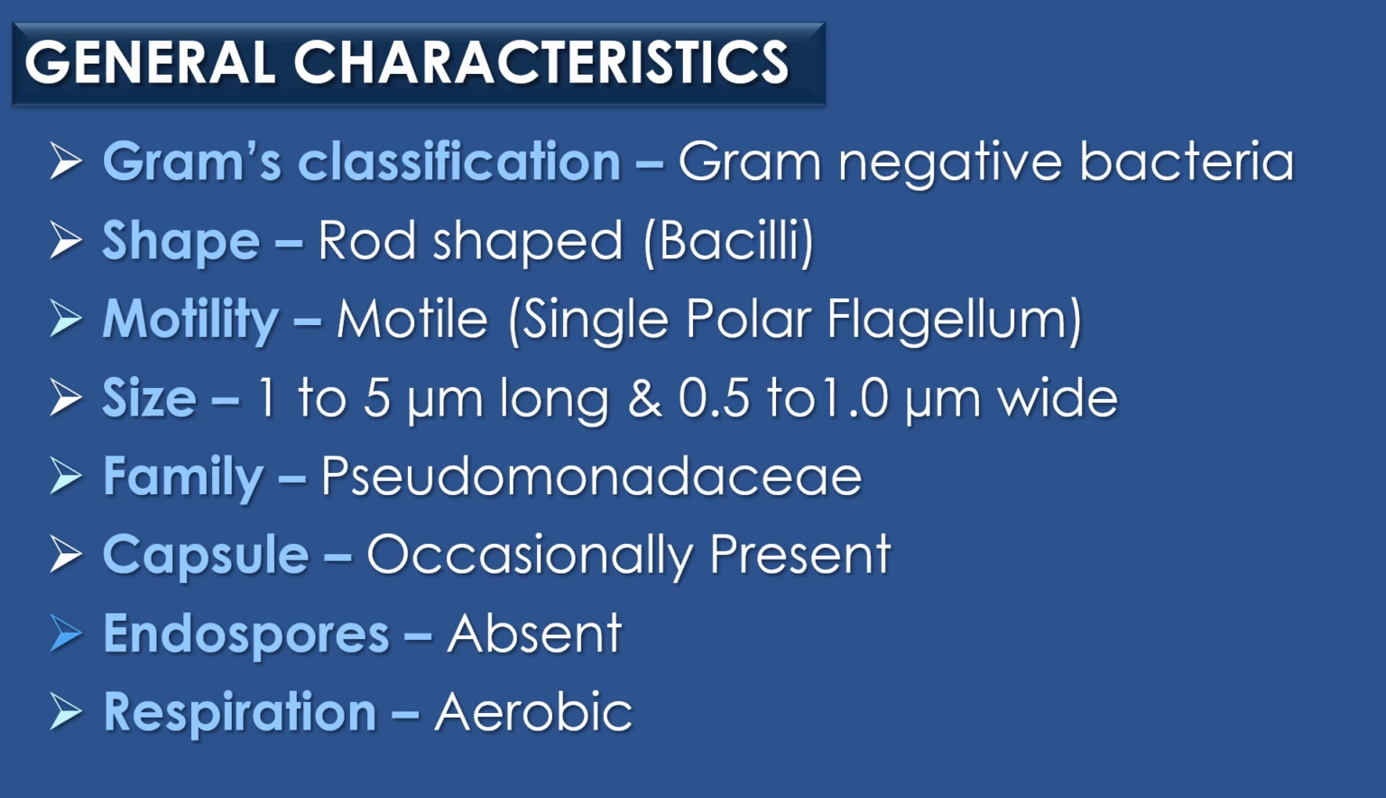First, general characteristics of Pseudomonas aeruginosa. The bacterium Pseudomonas aeruginosa is a gram-negative rod-shaped bacilli, and it is motile in nature due to the presence of a single polar flagellum. Its size is 1 to 5 micrometer long and 0.5 to 1 micrometer wide. It belongs to the family Pseudomonaceae, and capsules are occasionally present, endospores absent, and the mode of respiration is aerobic respiration.